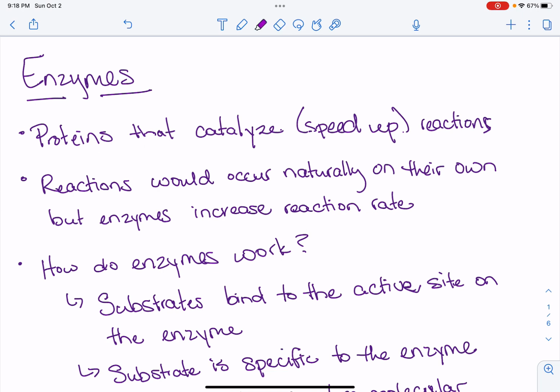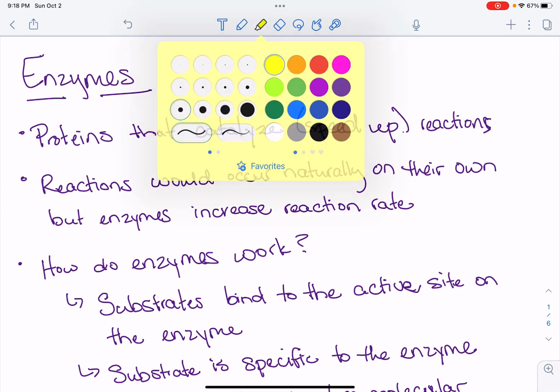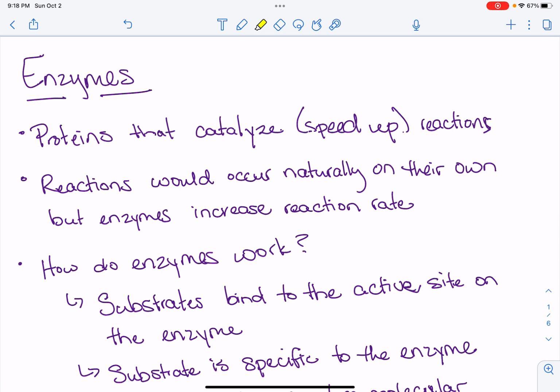So, enzymes are a specific type of protein, and their function is that they catalyze or speed up reactions. You need to know that catalyze means speed up. Enzymes affect reactions that would occur naturally on their own. So enzymes don't cause reactions to happen. They're going to happen anyway. The enzymes just catalyze and speed up the reactions, okay?